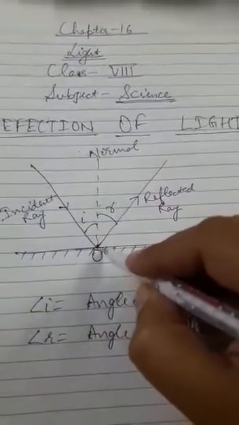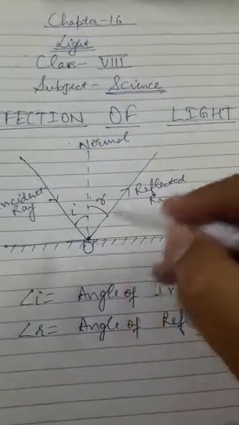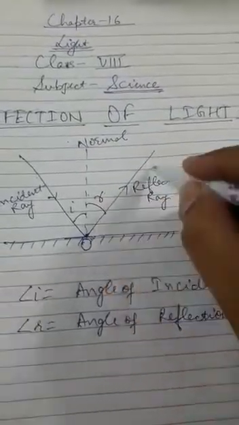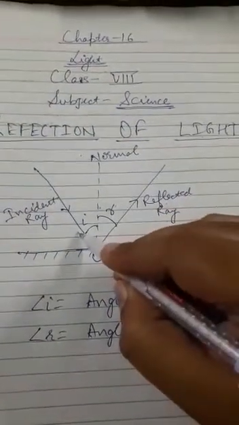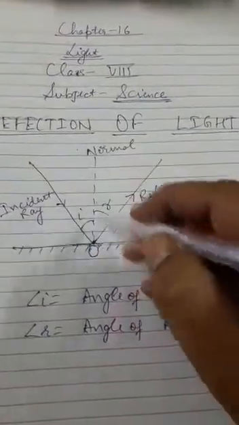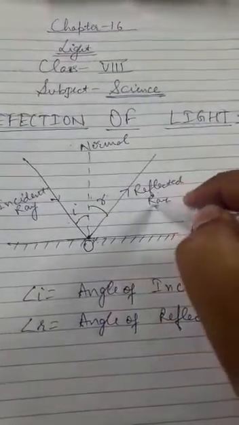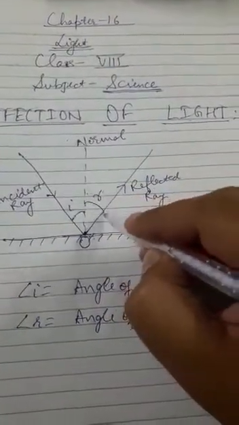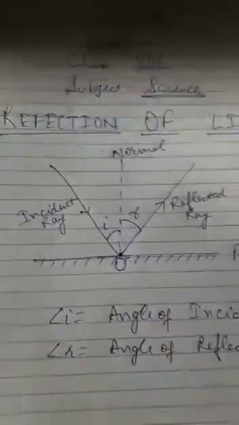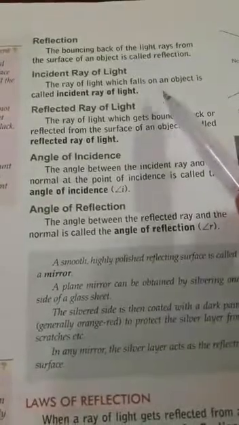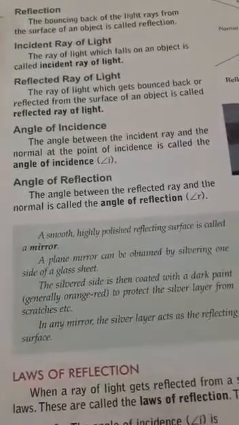And the ray of light which gets bounced back or reflected from the surface, which means reflection occurs, is known as the reflected ray. The angle between the incident ray and the normal, this is the normal line, is known as the angle of incidence, and the angle between the reflected ray and the normal is known as the angle of reflection. Is it clear what is incident ray, reflected ray, angle of incidence and angle of reflection?